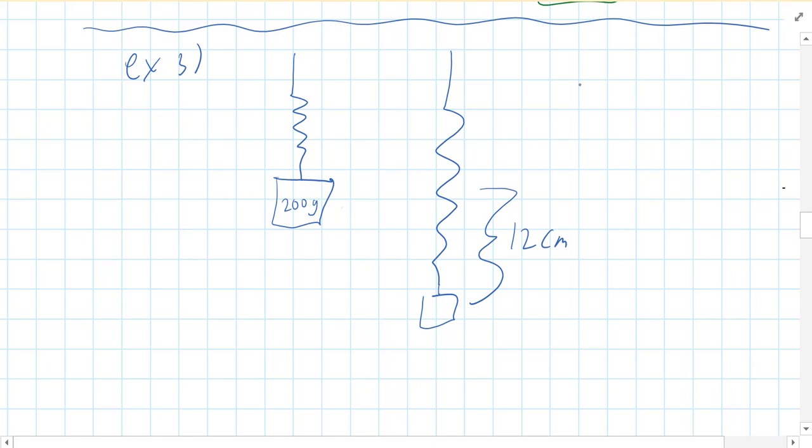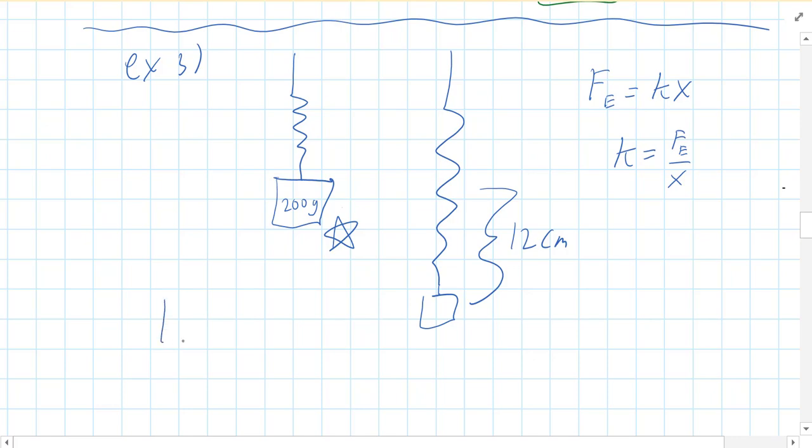Okay. Well, again, we're going to use Fe equals Kx. And I want to solve for K. So that equals Fe over X. Now I know X is 12 centimeters, which is 0.12 meters, but I don't know Fe just yet. But what I do know is when I hung this block from the spring, it made it stretch 12 centimeters. What force is pulling down the block?